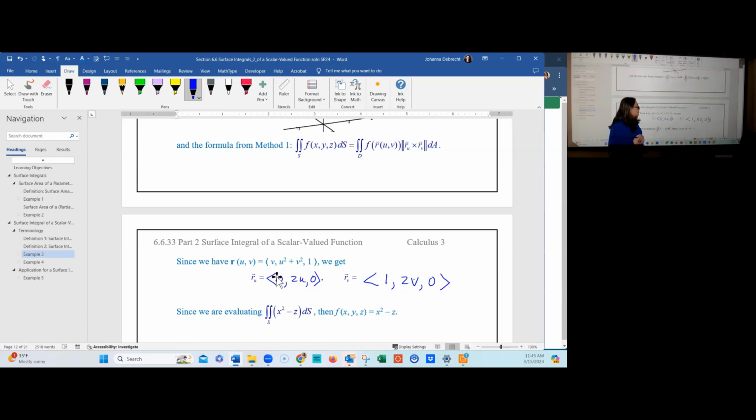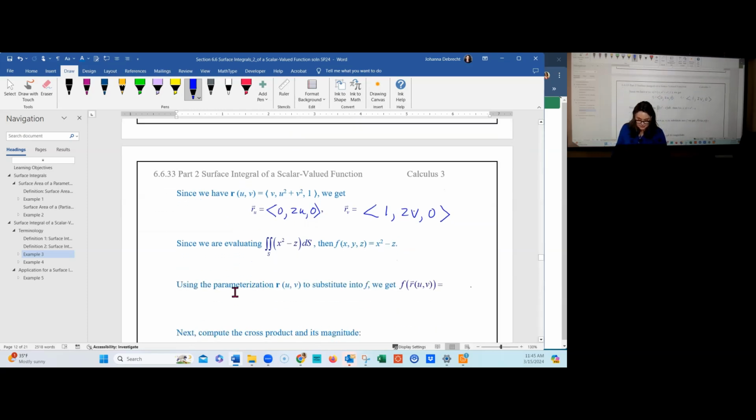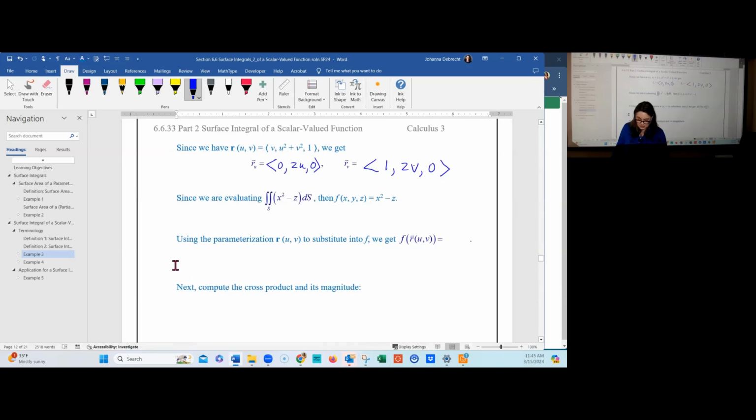Now, since we're evaluating our function, x squared minus z, then we need to parameterize that using the surface parameterization. So we're going to substitute these values into our function. So x is going to be our v squared. So we're going to get v squared plus 1. So f of r of u and v is going to become v squared minus 1 from the parameterization that you see up here. All right.